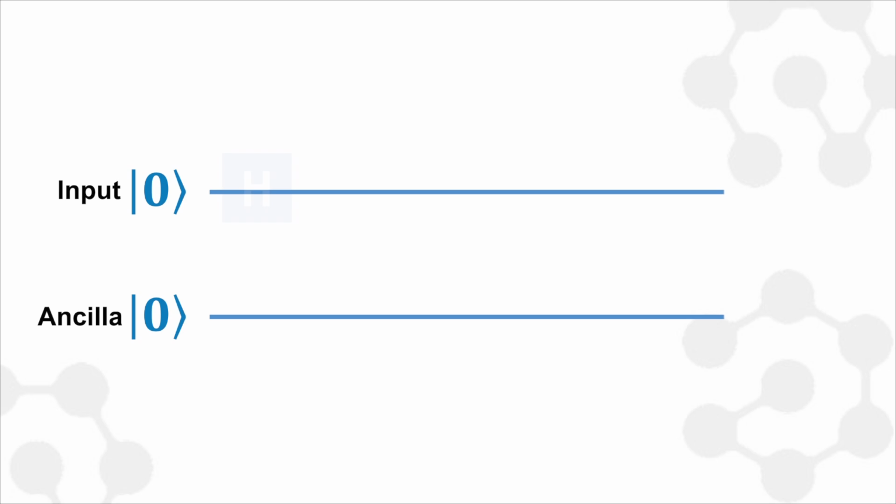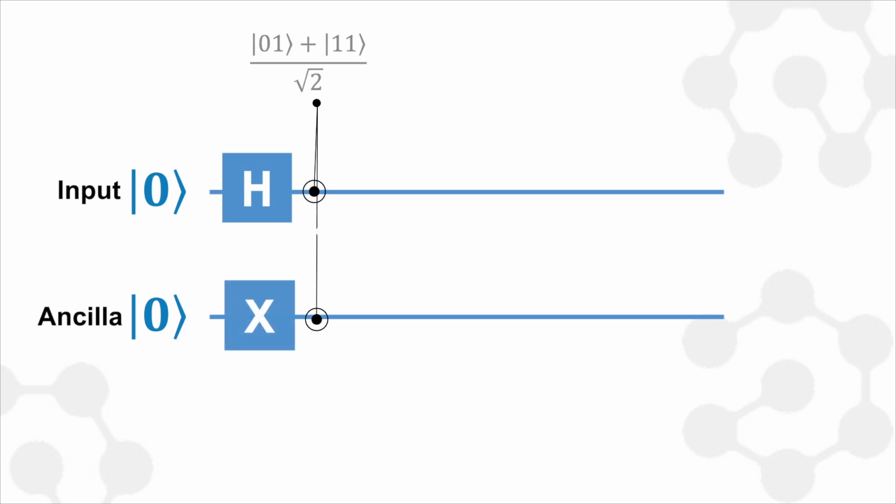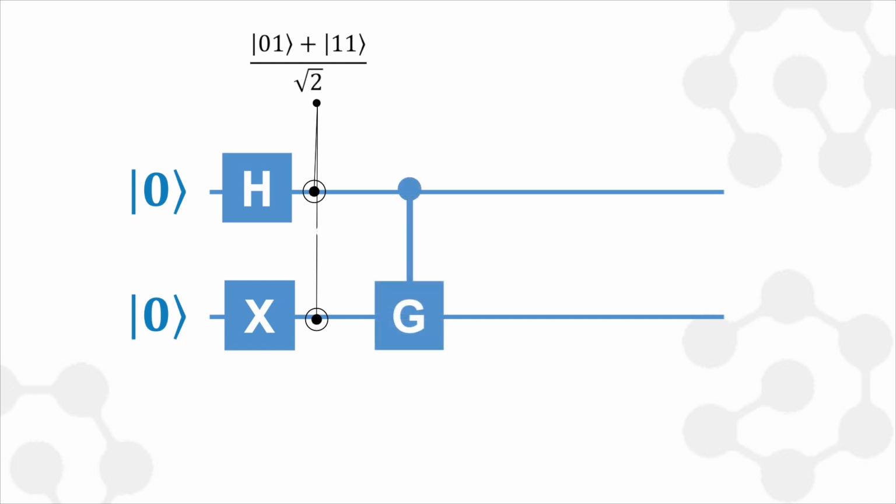Then we apply a Hadamard gate to the input register, which prepares the maximally superposed state. Then we apply a NOT gate to the ancilla, and the reason for this step will be clearer soon. Now, an important requirement. We select a control gate, which will be applied on the ancilla, using the input register as control. It is important to select a gate for which the state vector of the ancilla is an eigenvector of the gate.